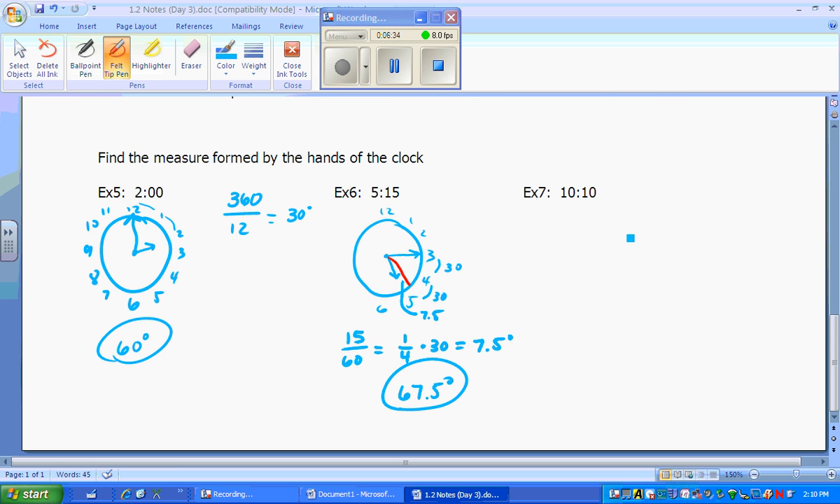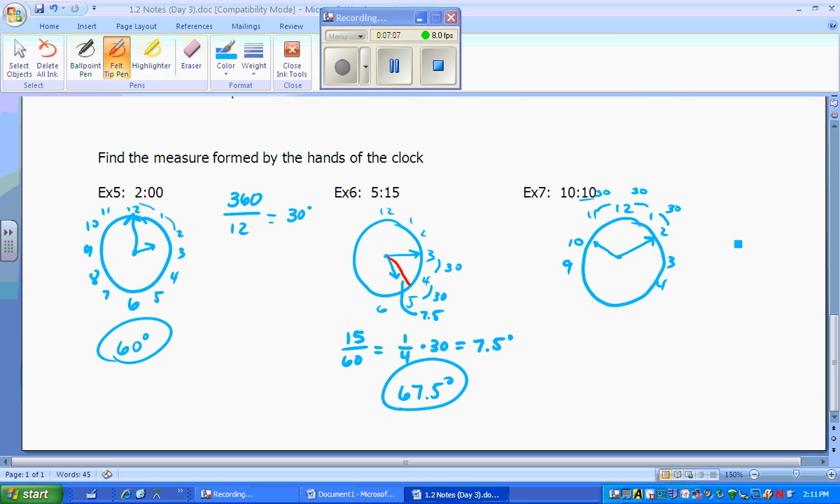The last example, the time is 10:10. So we got the big hand on the 2 for the being the 10, and then the little hand is between the 10 and 11, closer to the 10. We said always, always count from the big hand first. So we have 30, 60, 90, and then the hands between here. So we know we at least have 90 degrees.